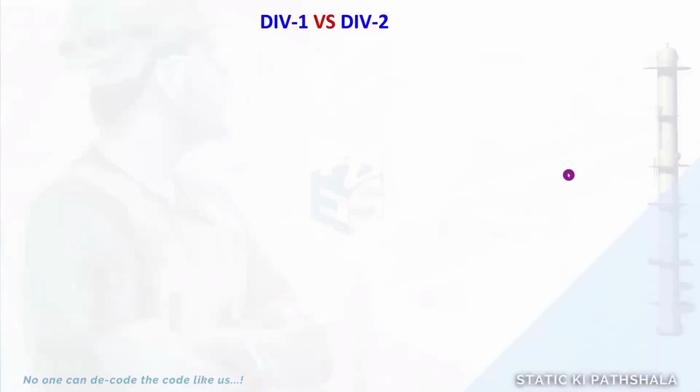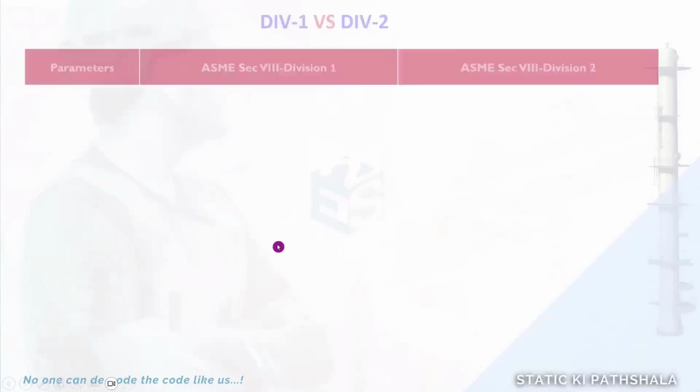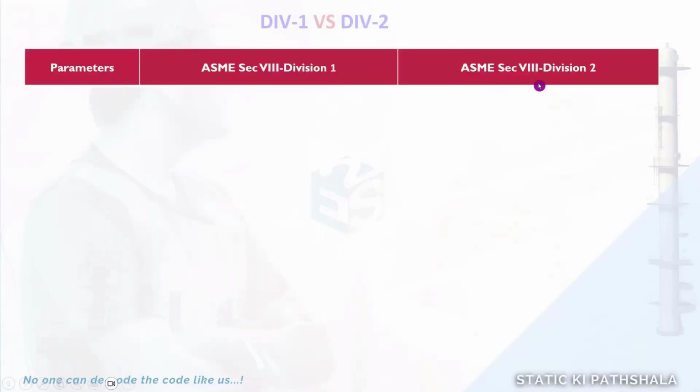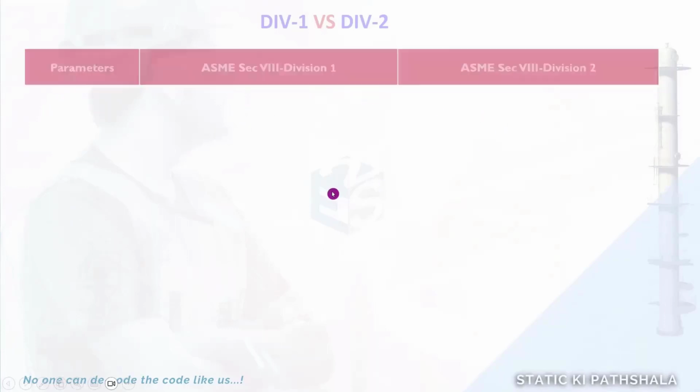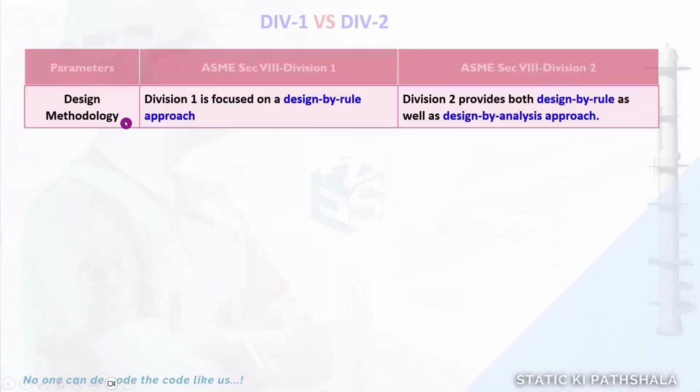So now let us see what the core differences between division 1 and division 2 are. We are going to see three columns. First will be the parameter which we are going to compare between division 1 and division 2. So, design methodology. When we are dealing with division 1 and division 2, what are the design methodological changes?